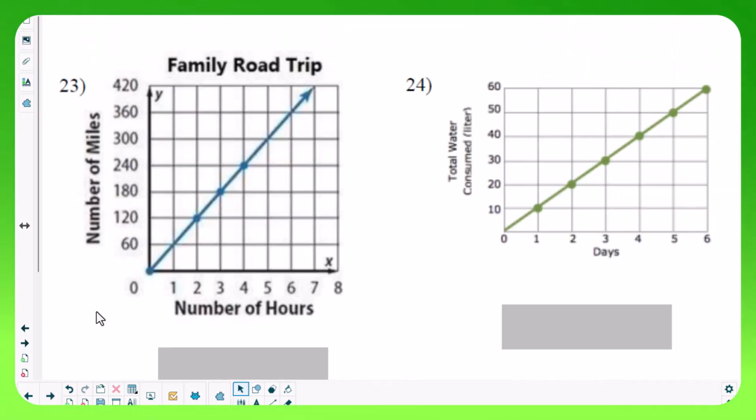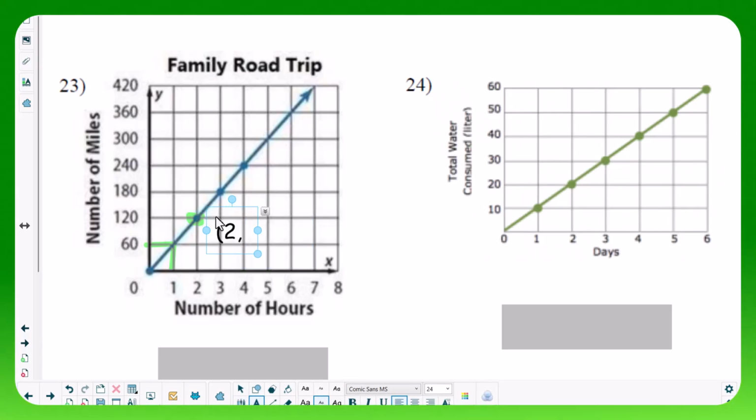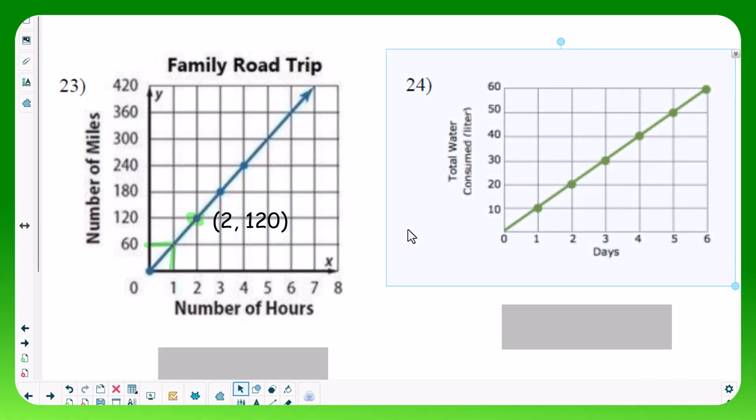Our next question, we have our family road trip traveling a certain number of miles over a certain number of hours. So again, we're looking for that 1 comma some number ordered pair or point. So follow the 1 hour up, figure out how many miles that is. Looks like if we followed across, that's going to be 60 miles per hour. We could confirm this by checking this next point up. In 2 hours, we can see that this family traveled 120 miles. In fact, I'll label that ordered pair for us. We have 2 comma 120, and we take 120 miles divided by 2 hours, we also get 60 miles per hour. So it's not a bad idea to confirm.